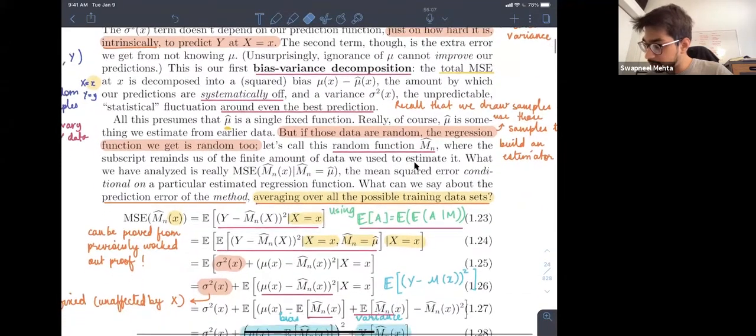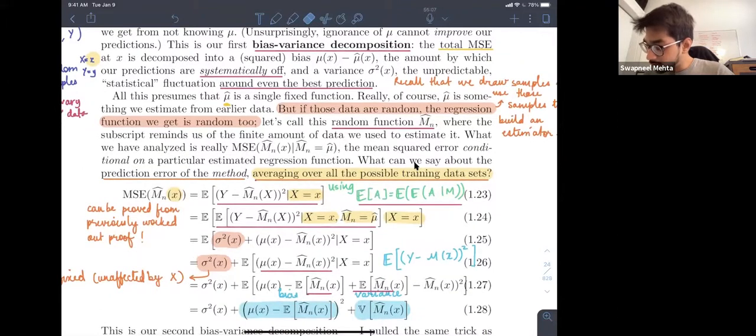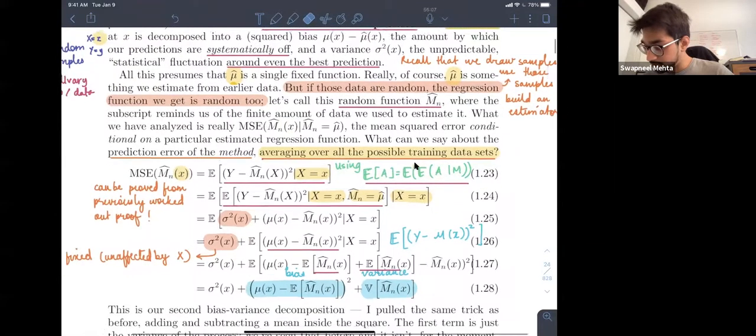We've done this before. All of this presumes that your mu hat, your estimator, is a single fixed function. Really, of course, the estimator is something we estimate from earlier data. But if those data are random, the regression function is random too, which is a function of this estimator. Yeah, I think what I said is correct. I just got confused by the notation.